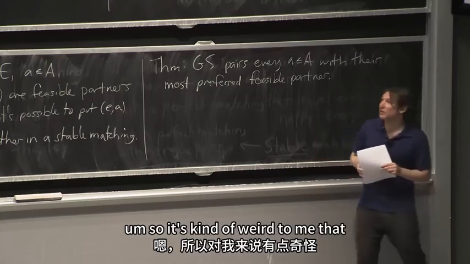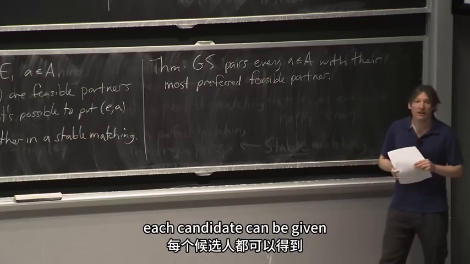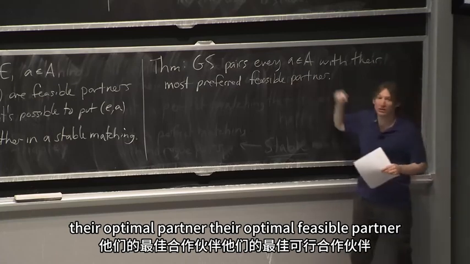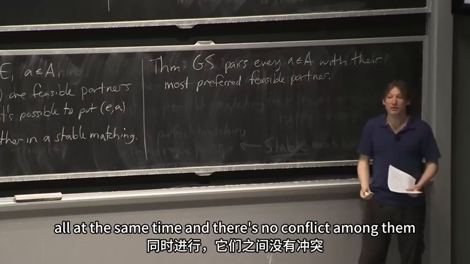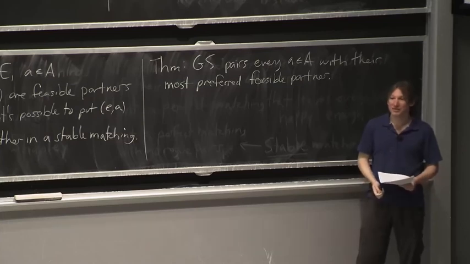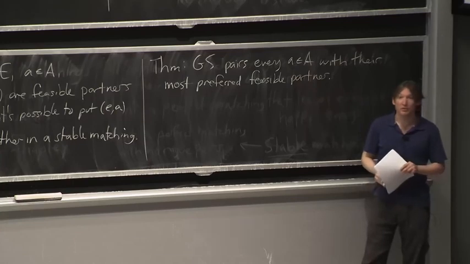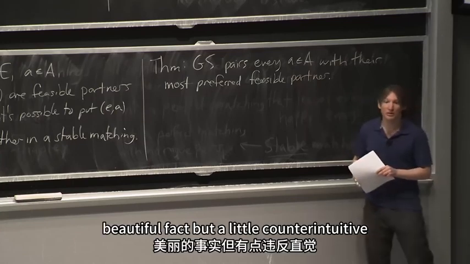So it's kind of weird to me that each candidate can be given their optimal feasible partner, all at the same time, and there's no conflict among them. So I find this a little bit counterintuitive for that reason. Beautiful fact, but a little counterintuitive.